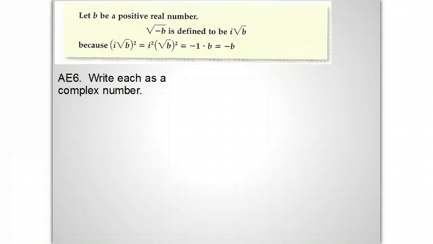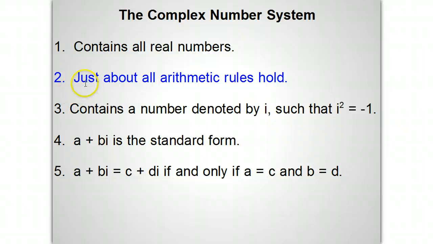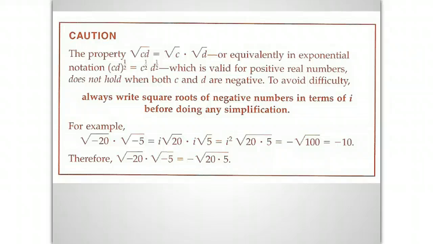So we're going to practice writing some of these complex numbers as writing each of these complex numbers in simpler form. Remember I told you that just about all the arithmetic rules hold. Before we look at these, I need to share with you the one that doesn't hold: when you're multiplying two numbers together as radicals and you say it's the product of those two numbers. That works if they're real numbers. It's valid for positive real numbers, but it does not hold when c and d are negative.